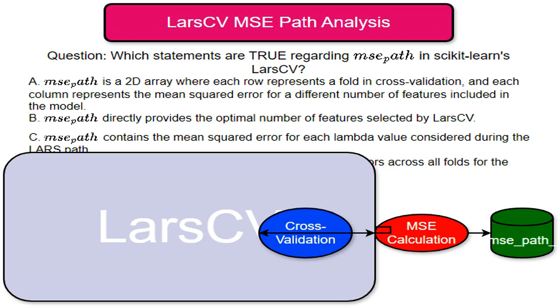LarsCV is a machine learning algorithm. It's a type of linear regression that adds variables to a model one by one, based on how well they predict the target variable. The Lars stands for least angle regression, and the CV stands for cross-validation, meaning it uses multiple subsets of data to make sure the model generalizes well. I'll be looking at how it helps choose the right number of features.